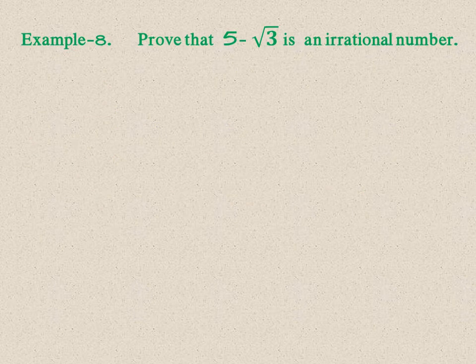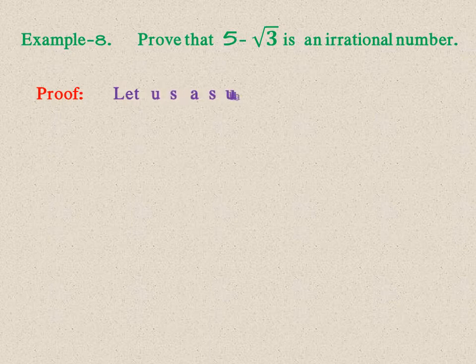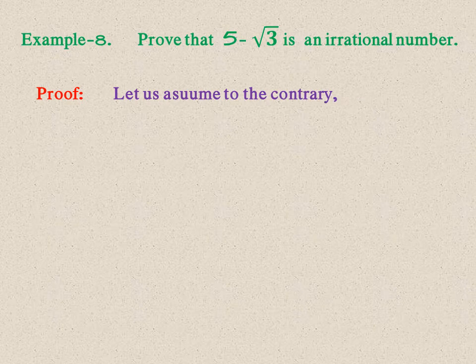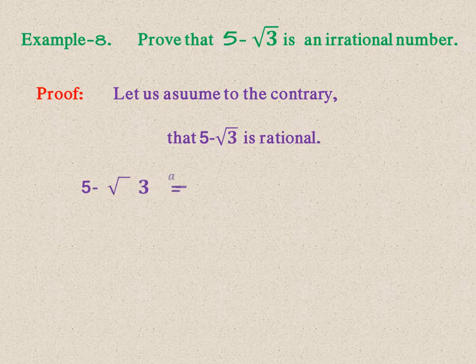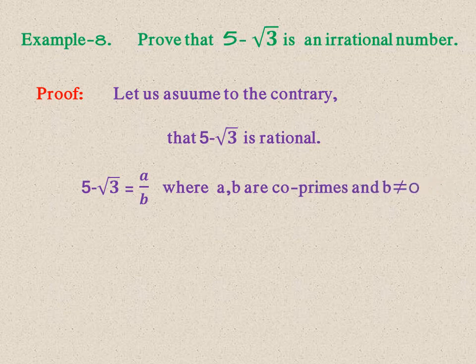Similarly, we prove another example. So example 8, prove that 5 minus root 3 is an irrational number. So its proof is, in the indirect method we assume the contrary. So here 5 minus root 3 can be written in the form of a by b, or in the form of p by q. So 5 minus root 3 is rational, so 5 minus root 3 equal to a by b, where a and b are co-primes and b is not equal to 0.